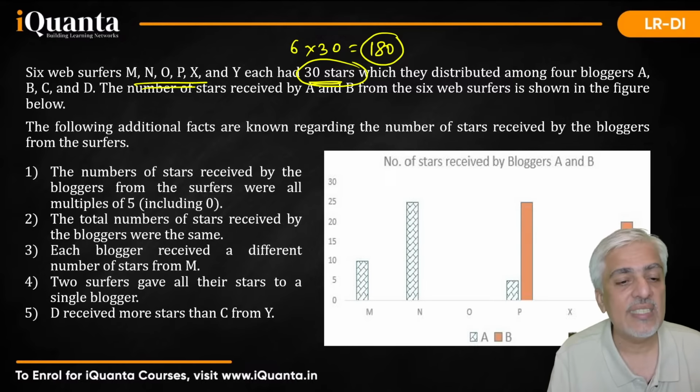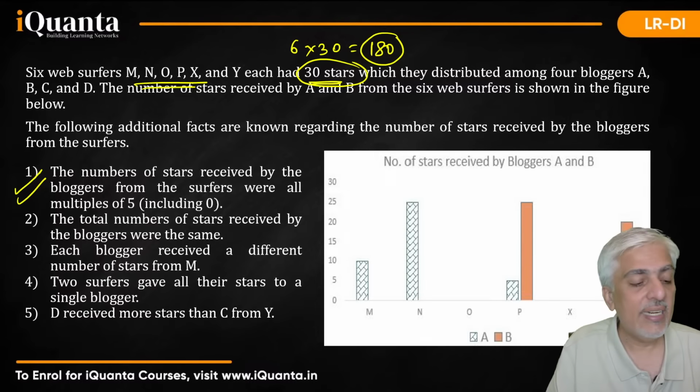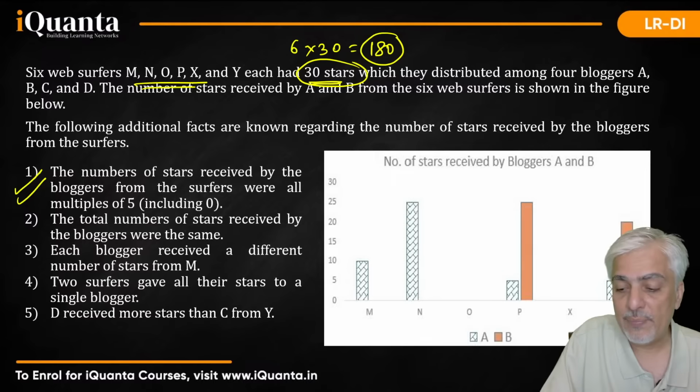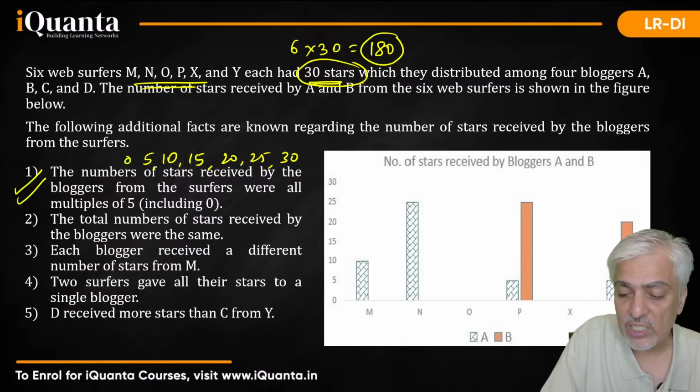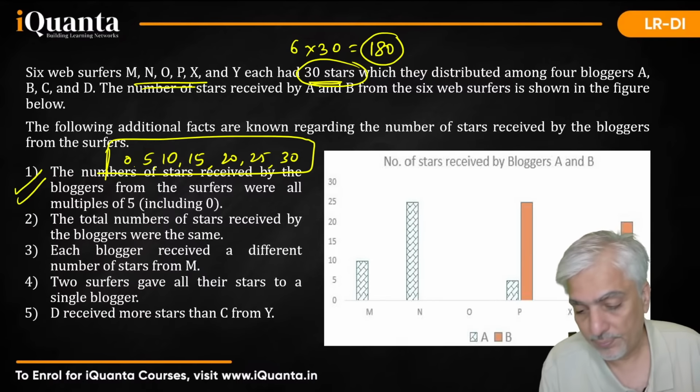The number of stars received by the bloggers from the surfers were all multiples of 5. This made my set so much easier. Everything is only a multiple of 5. That means somebody can give somebody only 5, 10, 15, 20, 25 or 30 stars or even 0 maybe. So, these are the only number of stars somebody will give.